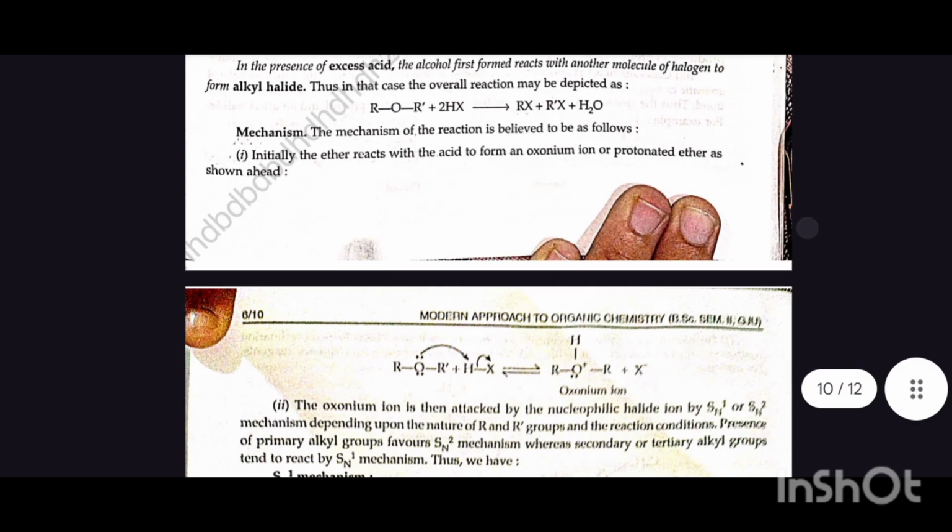In the presence of excess acid, the alcohol first formed reacts with another molecule of halogen acid to form alkyl halide. Thus, in that case, the overall reaction may be depicted as ROR' plus 2 moles of HX gives RX plus R'X plus H2O. Mechanism. The mechanism of the reaction is believed to be as follows. First, initially the ethers react with acid to form an oxonium ion, or protonated ether, as shown ahead.